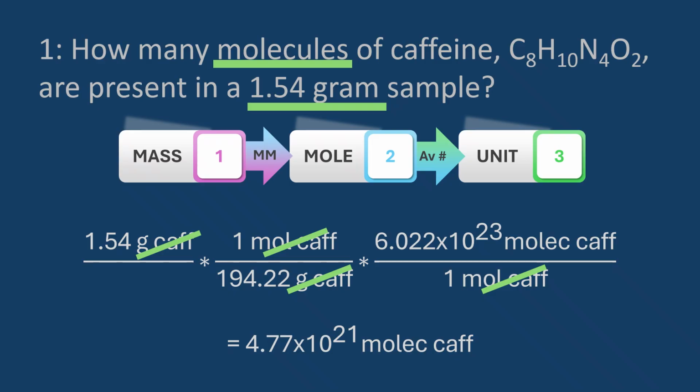To solve your equation, everything in the numerator will get multiplied together. Everything in the denominator will separately get multiplied together. And then the numerator will be divided by the denominator. You can also enter 1.54 divided by 194.22 and then multiply that result by 6.022 times 10 to the 23rd. As long as you are using the exponent button for Avogadro's number, you should come up with the correct answer.